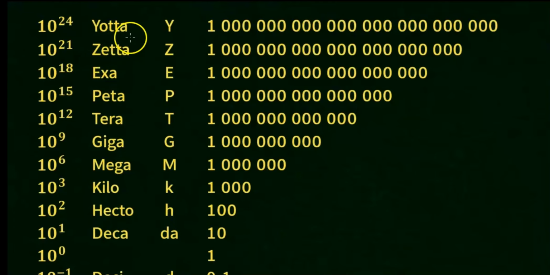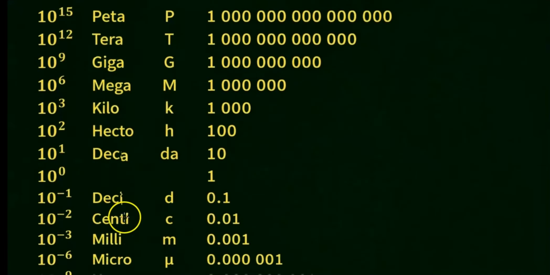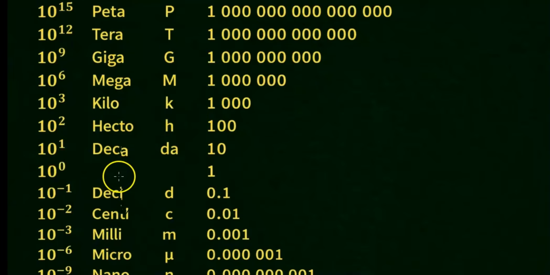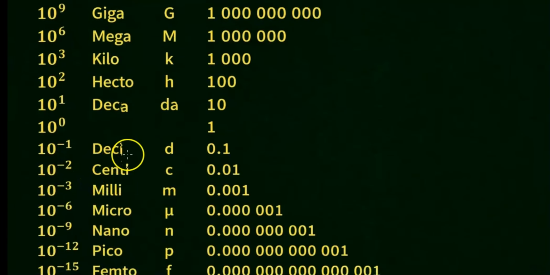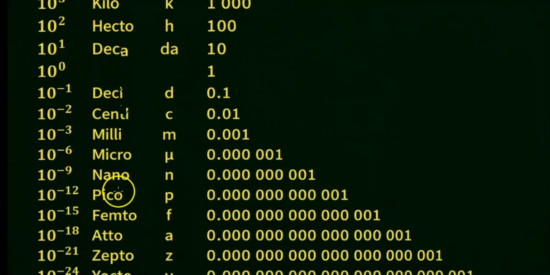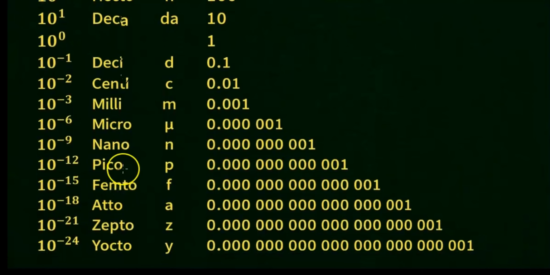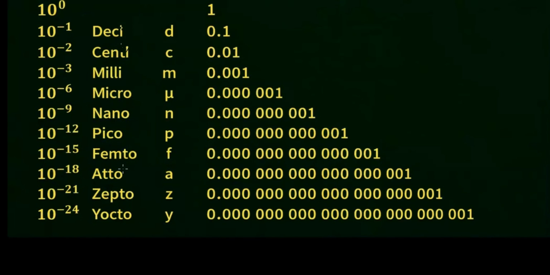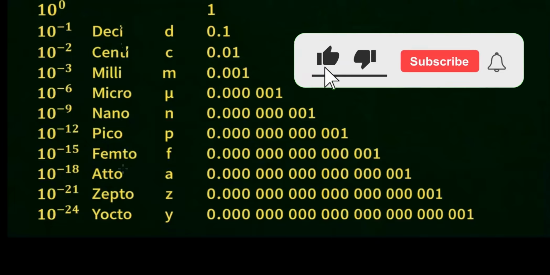So the first one we have is yotta, which is 10 exponent 24, zetta 10 exponent 21, exa 10 exponent 18, peta exponent 15, tera exponent 12, giga exponent 9, mega exponent 6, kilo exponent 3, hecto exponent 2, deca exponent 1. 10 exponent 0 does not have a name. It is not a prefix. 10 exponent minus 1 is deci, negative 2 is centi, negative 3 milli, negative 6 micro, negative 9 nano, negative 12 pico, negative 15 femto, negative 18 atto, negative 21 zepto, and negative 24 yocto.